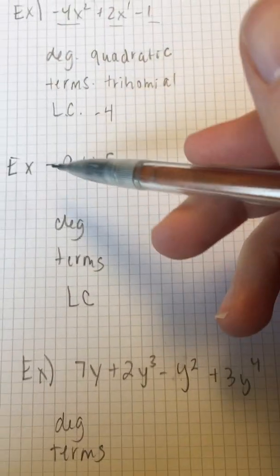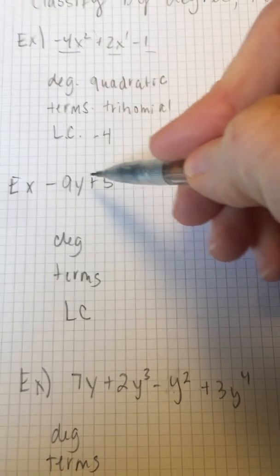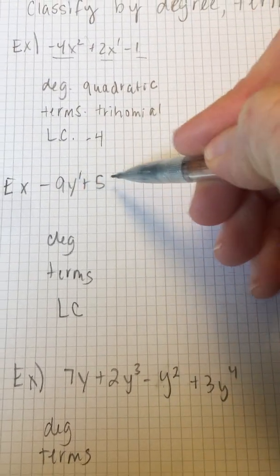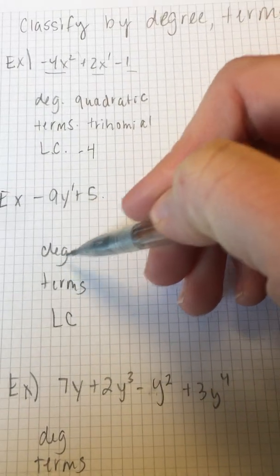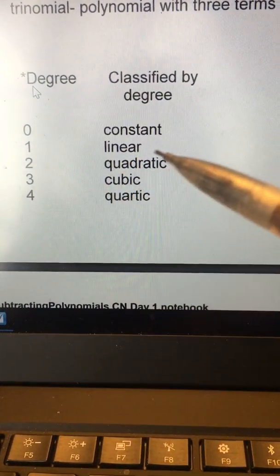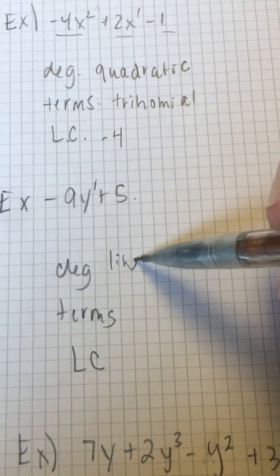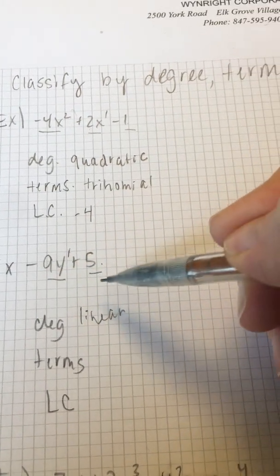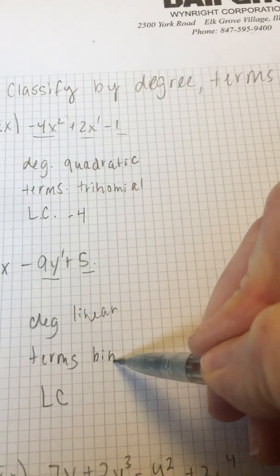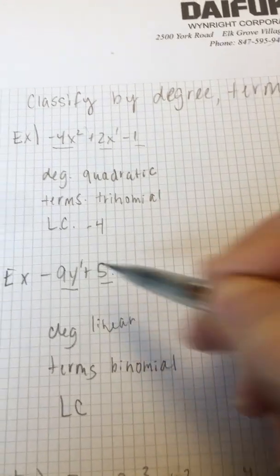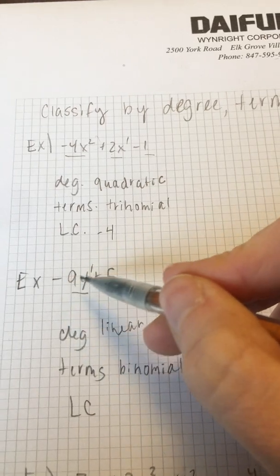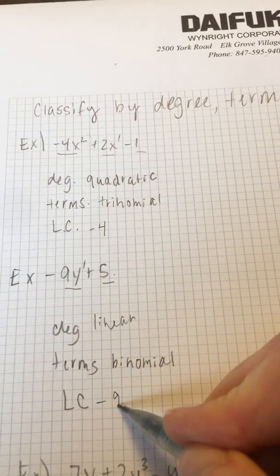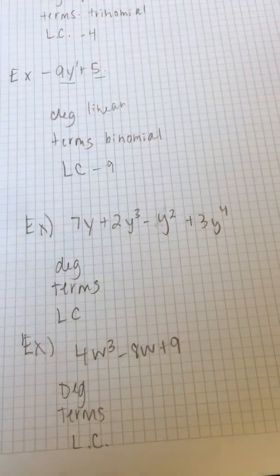Second example, -9y plus 5. Is that in standard form? Yes. Biggest exponent to smallest. 1, none. Okay? So degree is all about biggest exponent. Our biggest exponent is 1. When the biggest exponent is 1, we say linear. Linear. Terms, remember, number, letter, exponent, term, number, letter, exponent, term. This is a binomial. The leading coefficient, again, because this is in standard form, the first number we see, -9.